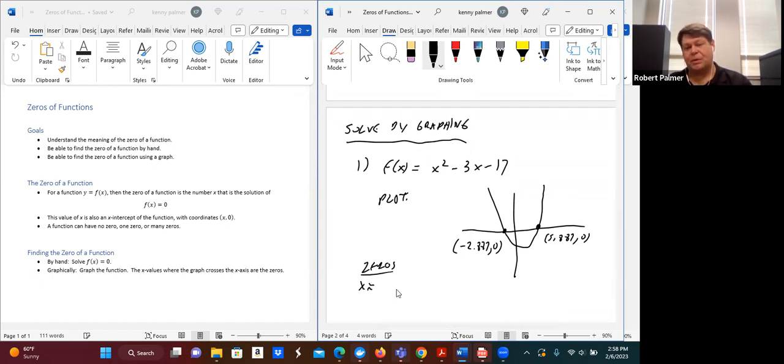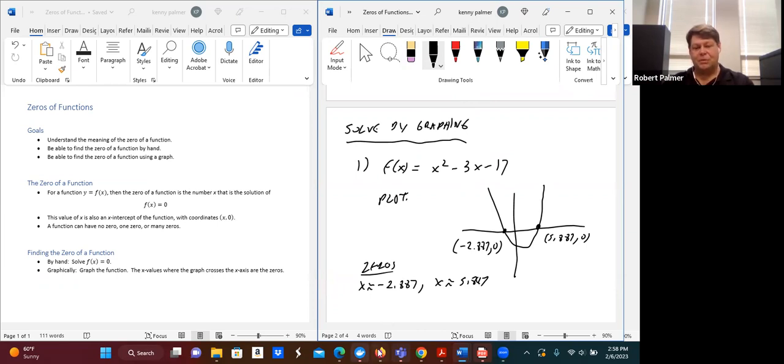x is approximately, and for the squiggly line we use the approximately sign, negative 2.887, and the other one is approximately 5.887. Okay, that's when we can find those by graphing. Now, this is also when you definitely can use the quadratic formula. You can solve it that way.